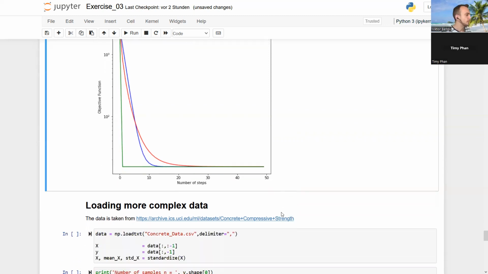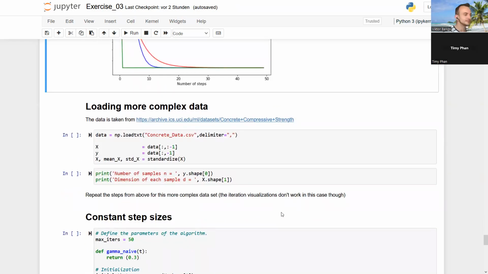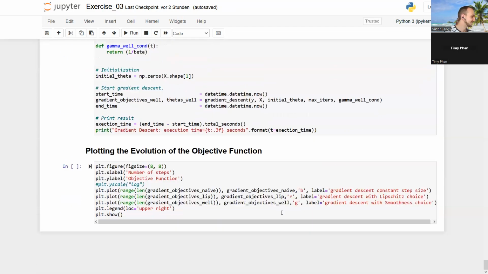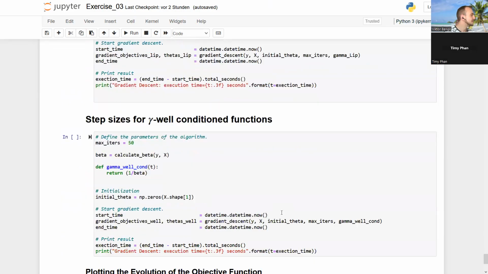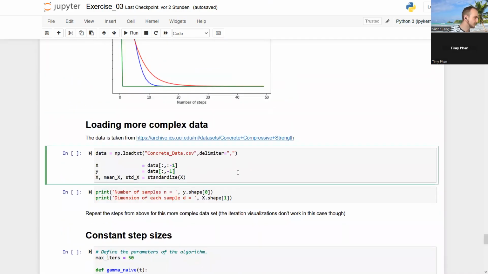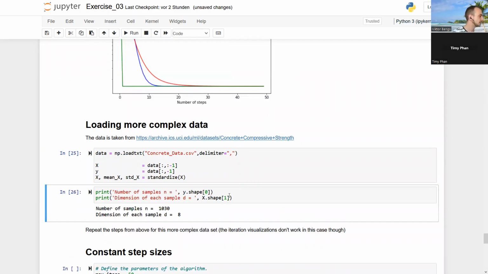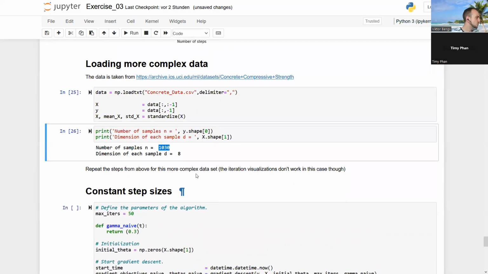All right, so I went over the time quite a bit and still not finished. So what we have here, in the rest, is another data set. A concrete data set where we have now only 1030 measurements with the higher dimension.